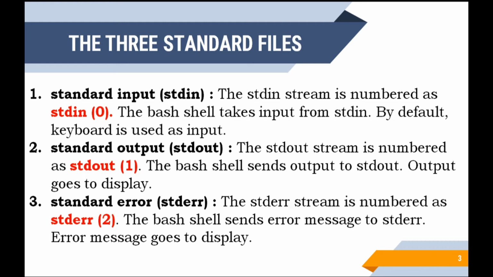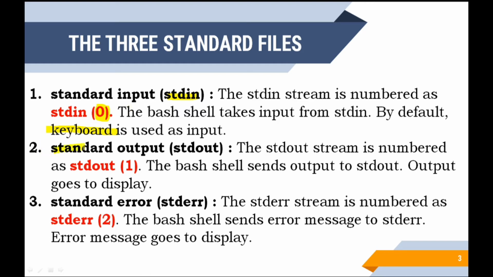Here the Linux operating system has three standard files: standard input, standard output and standard error. For these standard files, an external device has been associated. Standard input is represented as stdin, and the standard in stream is numbered 0. The bash shell takes the input from the standard input, and by default the keyboard is the device which has been associated as the standard input device.